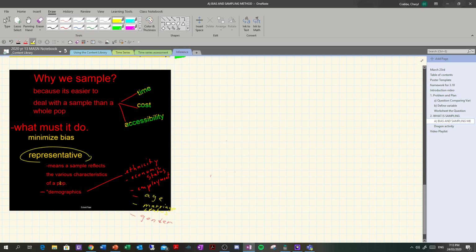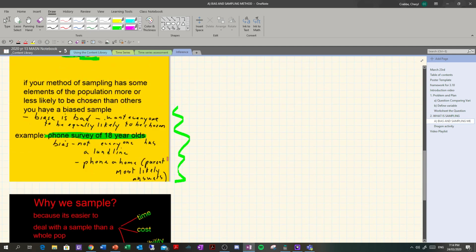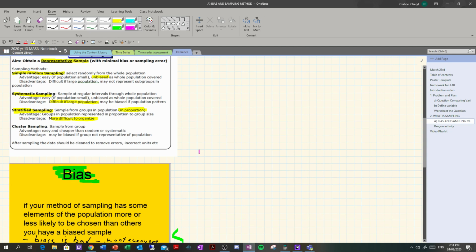So the various characteristics of a population, which we call demographics, right? They're being represented in this group. So the ethnicity, the economic status, the employment of people, the age, their marriage status, their gender, and so on, sexual orientation, whatever. This is all your demographics, right? That's what we're talking about when we talk about demographics. So you need a sample that represents your population. And if you can ensure that those kinds of things are happening, then you've probably got a good sample.